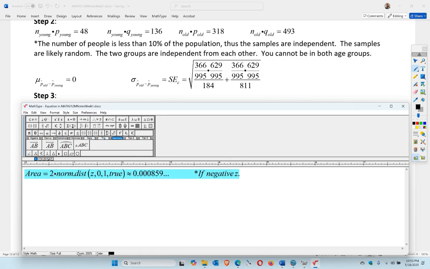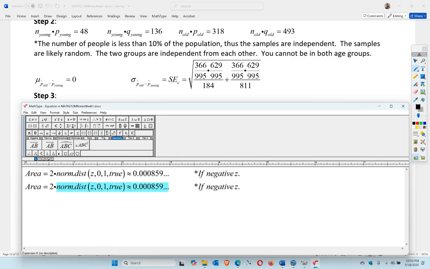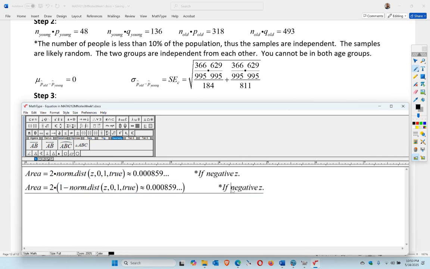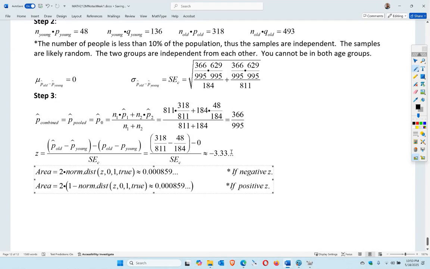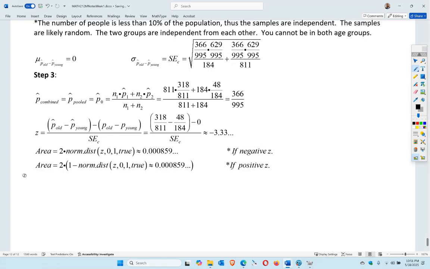Okay, we're going to copy this, paste, and then put a parenthesis around this and do 1 minus. That's if it was a positive z, because then you have to flip it to the other side of the normal curve, essentially. Okay, so those are my p-values. Okay, so let's do step 4, the last step.